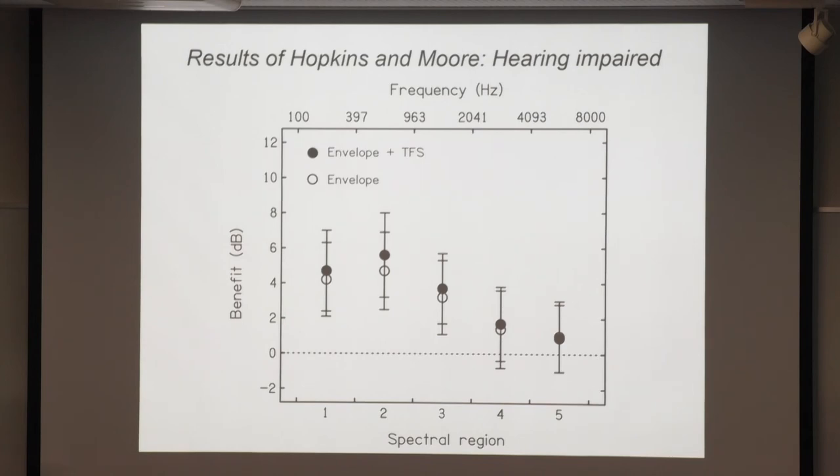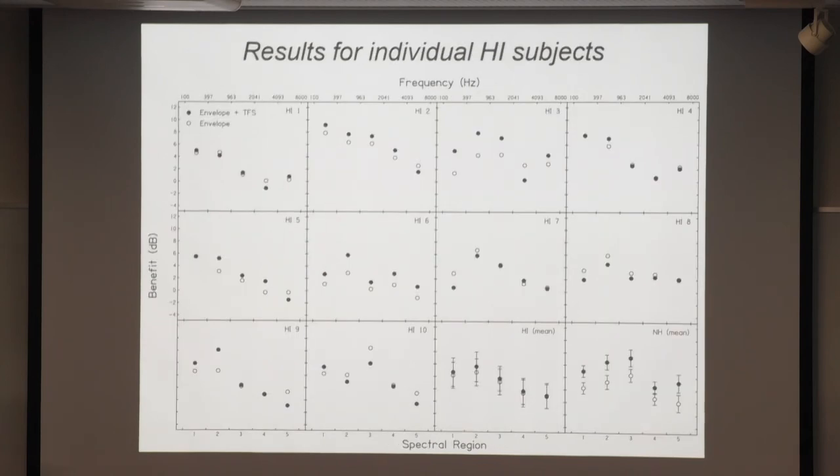But again, there were large individual differences, and I'm sorry, this slide has a lot of information in it, but this is just showing the results for the individual hearing impaired subjects. Some of these subjects did show consistent benefits of adding the temporal fine structure. For example, this subject here is consistently doing better for temporal fine structure plus envelope than for envelope alone, whereas some other subjects perform nearly identically for the envelope alone and the envelope plus the temporal fine structure.